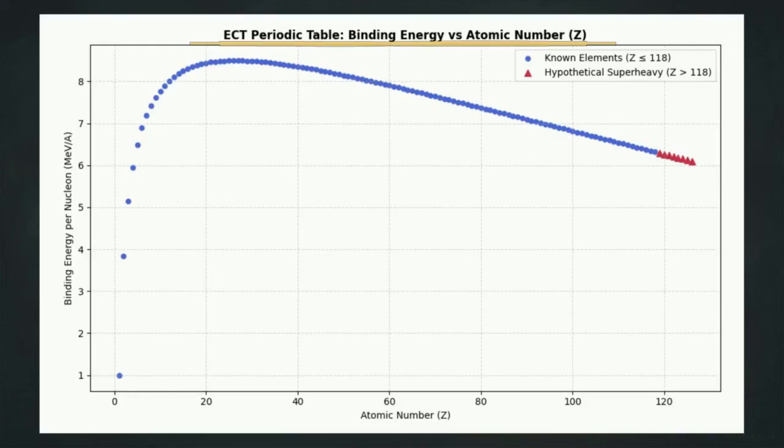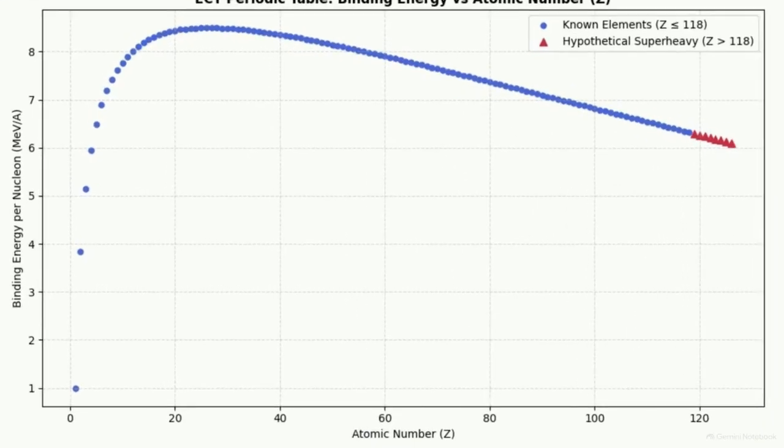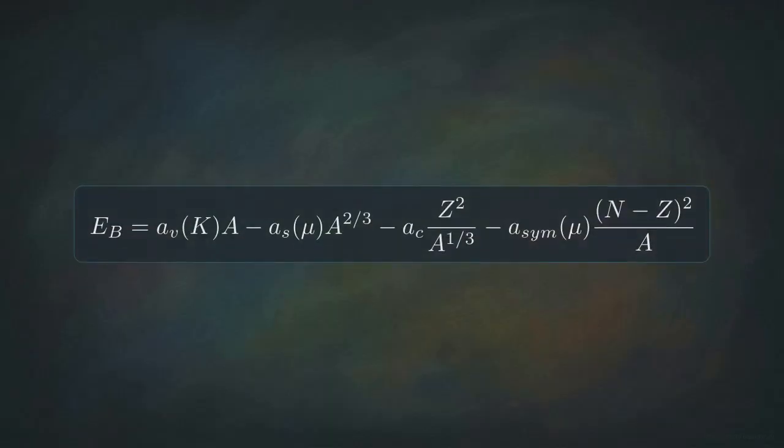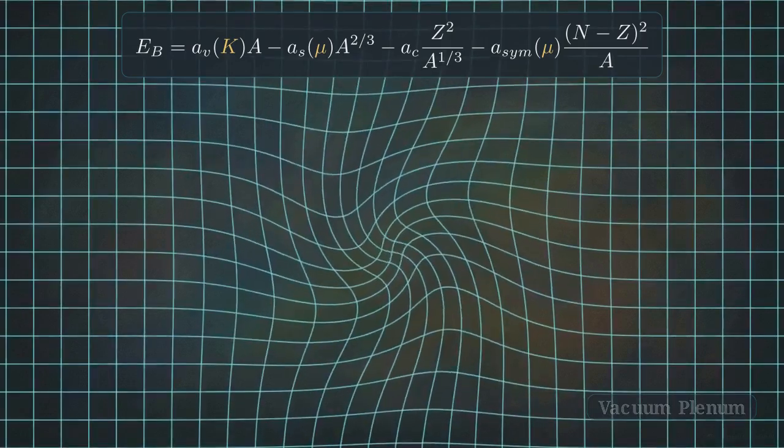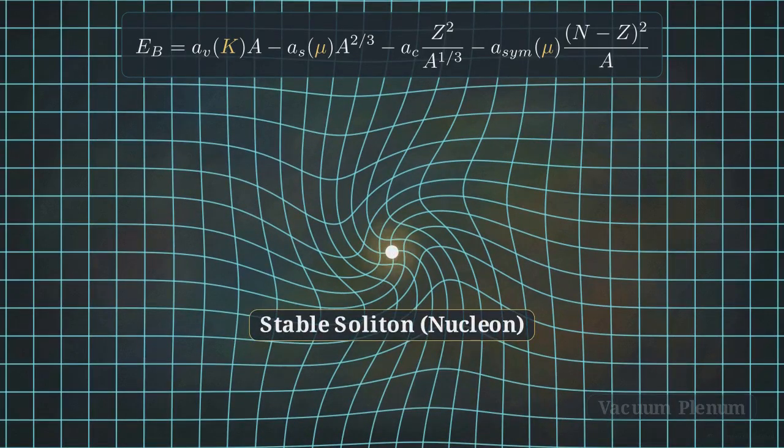This chart plots binding energy per nucleon against atomic number. We are going to reconstruct this distribution of nuclear stability from scratch. We will achieve this mapping without relying on empirical parameters, using the mechanical elasticity of the vacuum to chart both the known elements and the super-heavy frontier. By deriving these coefficients from the vacuum's mechanics, the model establishes a mechanical foundation for nuclear stability.